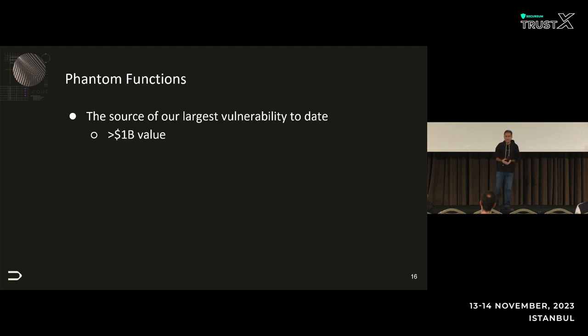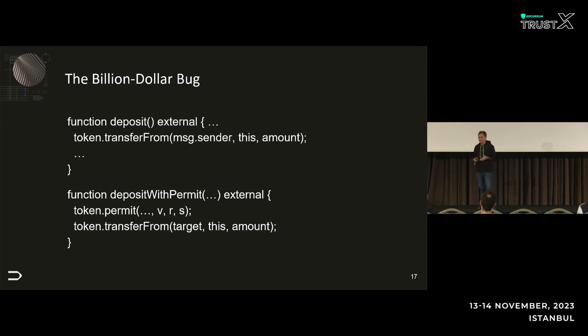Technical tidbit number 1, I can't not present this: phantom functions. It's the source of our largest vulnerability in the wild to date. It was a white hat hack. It would have been a hack for more than $1 billion if perpetrated, if we hadn't disclosed it. And if you have not seen it, it's really, really cute because that's all the buggy code. Everything you see here is the buggy code, period, nothing else.